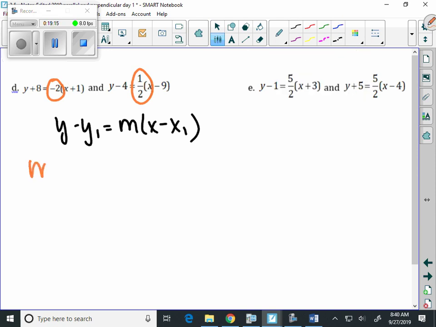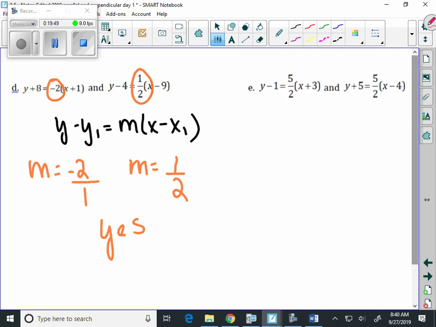Well, the slope -2, if you prefer, it's -2/1. Our slope in our second equation is 1/2. Opposite reciprocals is what the relationship is between perpendicular lines. Well, we did flip the fraction. 2/1 became 1/2. One of the slopes is negative, the other one is positive. That means yes, these are perpendicular.